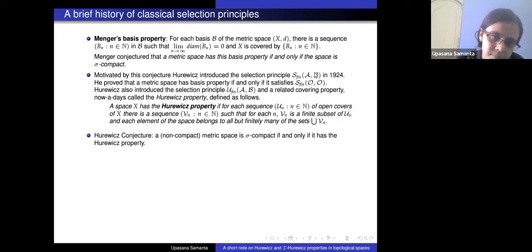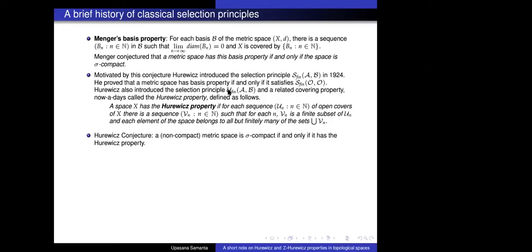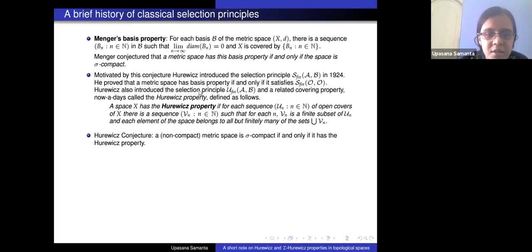Now, Menger conjectured that a metric space has this basis property if and only if the space is sigma compact. Now, motivated by this conjecture, Hurewicz introduced the selection principle S_fin(A,B). He proved that a metric space has the basis property if and only if it satisfies the selection principle S_fin(O,O), which is later called the Menger property. Now, Hurewicz also introduced the selection principle using A and B and a related covering property which is nowadays called the Hurewicz property.